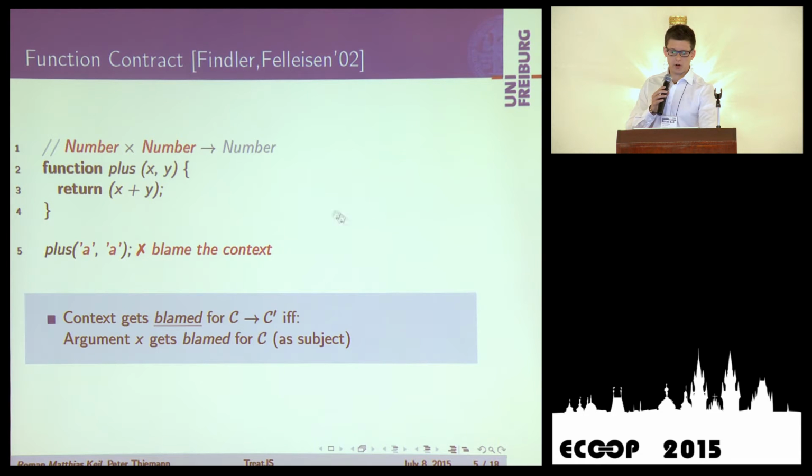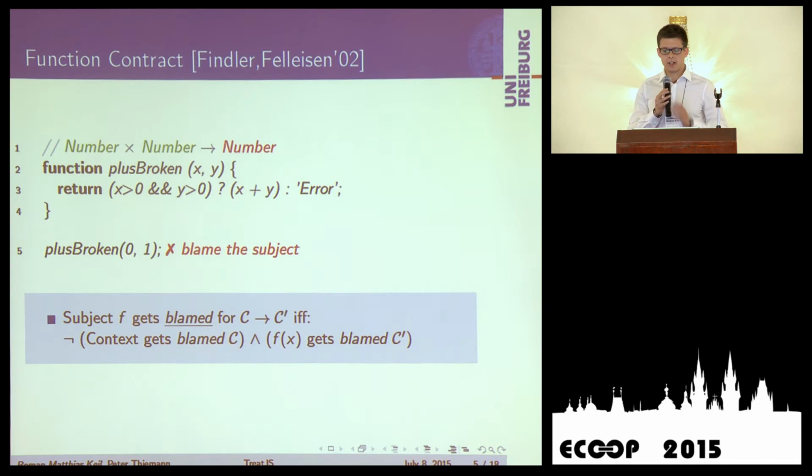Now if we call our contracted function with two string values, the contract system blames the context for providing a wrong argument, because the context gets blamed for a function contract exactly if the argument gets blamed for the domain contract. In this case, it gets blamed as the subject.